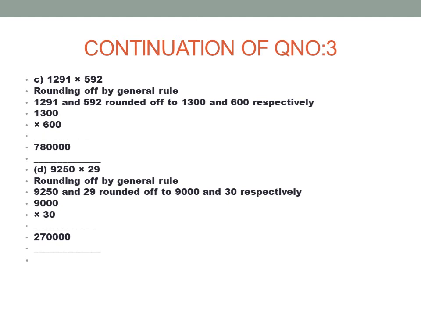Now the next one, part D, 9,250 into 29. Rounding off by general rule, 9,250 will be rounded off to 9,000 and 29 will be rounded off to 30. Now 9,000 multiplied by 30, just multiply 9 into 3, 9 3s are 27, and add the number of zeros. How many zeros are there? 1, 2, 3, 4. So what will be the answer? 2,70,000. Hope it is clear to you.